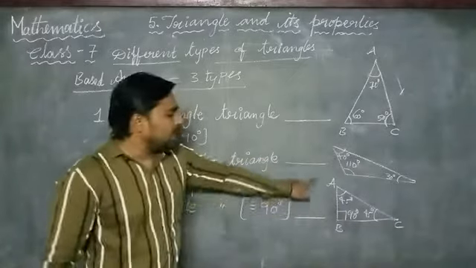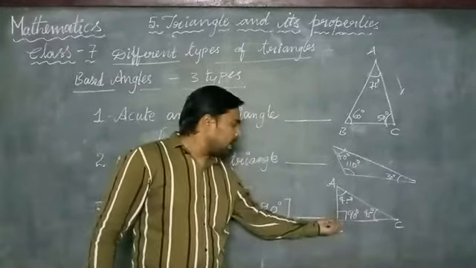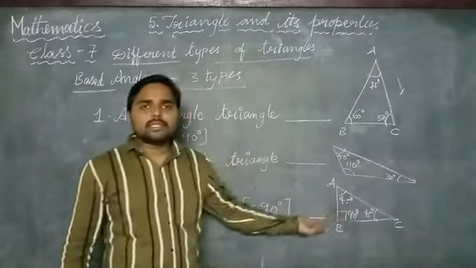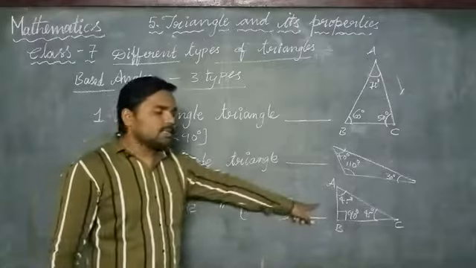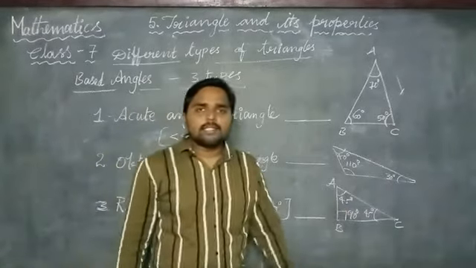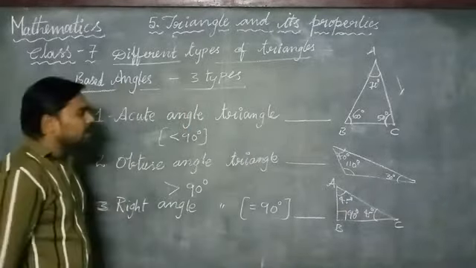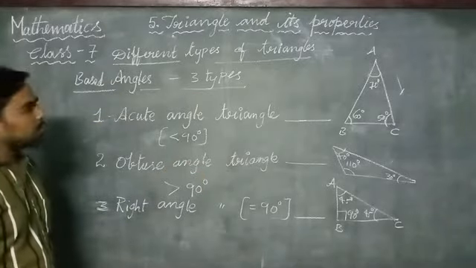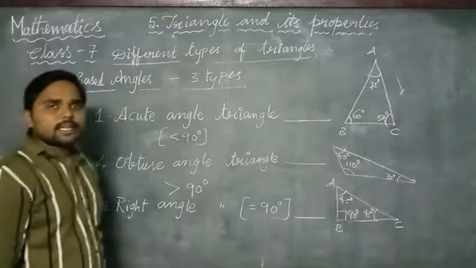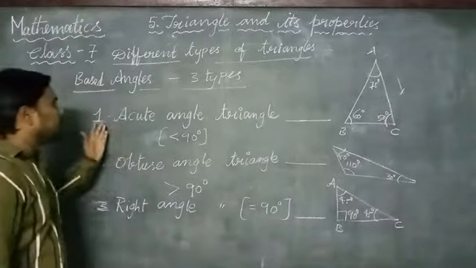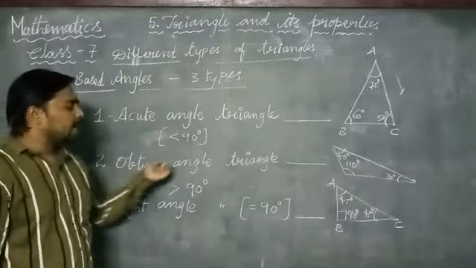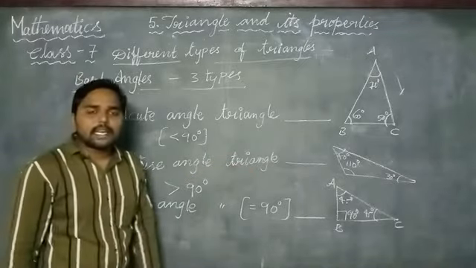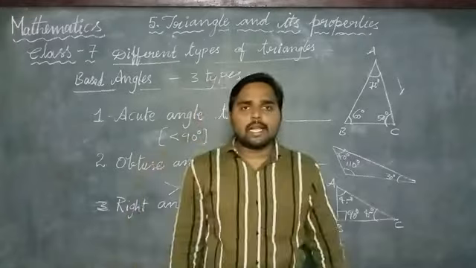If you see triangle ABC, the angle B is a right angle. That's why we will treat this triangle as a right angle triangle. These are the three different types of triangles based on angles: acute angle triangle, obtuse angle triangle, and right angle triangle.